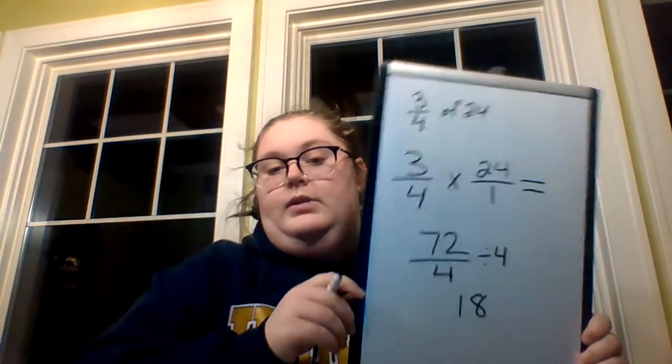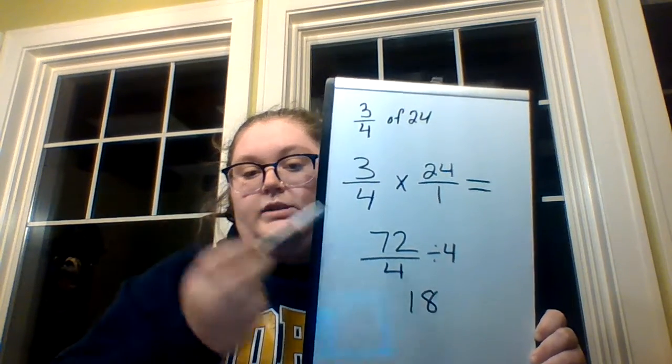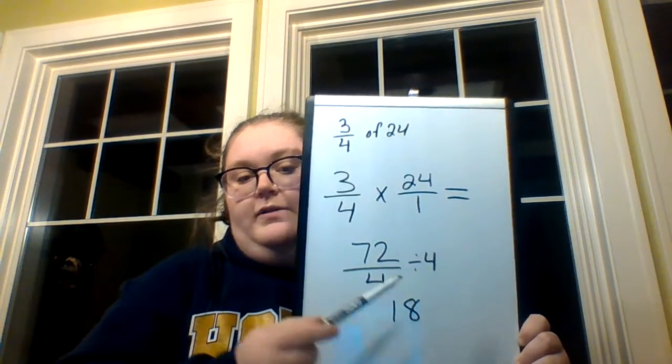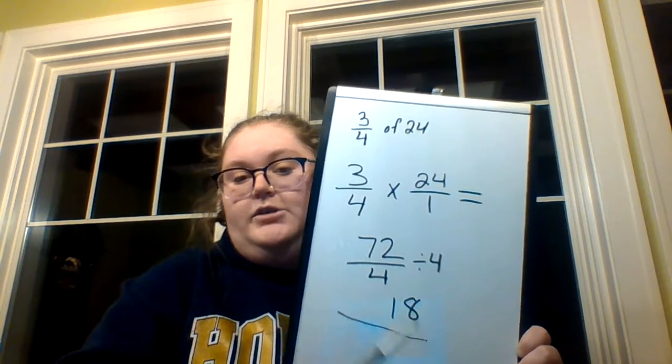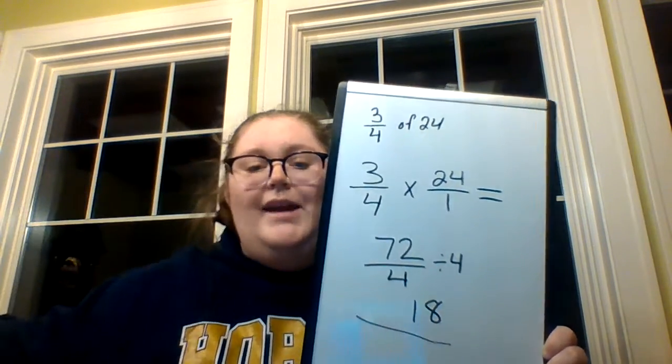Okay, so for our closing lesson plan for today, we're explaining how to find 3/4 of a number. So remember, you're going to divide the whole into 4 equal parts, and then to find the number, you have to then multiply the number by 3. So we're going to do the same thing. 3 over 4 times 24 over 1, just 72 over 4, and then we're going to divide by 4, and our answer is 18. So 3/4 of 24 is 18.